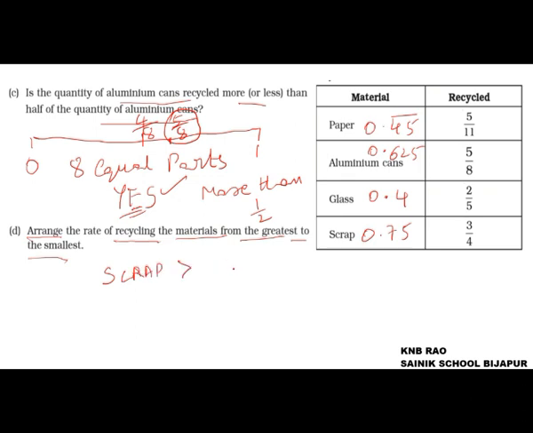then next comes aluminum cans, next comes paper, and last glass. This is from the greatest to smallest. You can write these materials from the maximum recycled. Then you can write their corresponding fractions also.